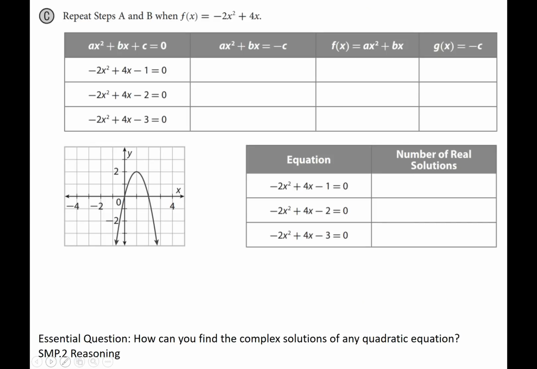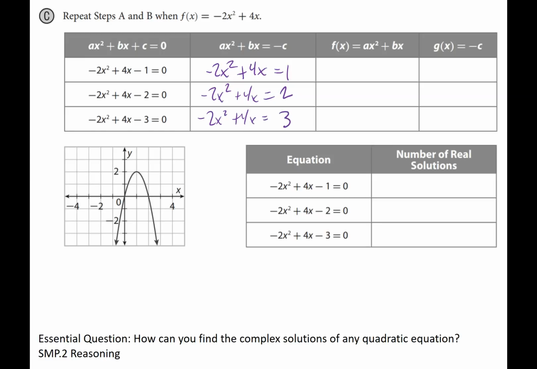All right, so they want us to repeat the same steps we did in part A, and verify. Notice this one's opening down instead of up. That way we're generalizing it for no matter what direction the function opens. So I'm going to start by subtracting c from both sides. So you've got -2x squared plus 4x. Instead of subtracting, we're actually going to add that 1 over, so equals 1. Then -2x squared plus 4x equals 2, we add the 2. And -2x squared plus 4x, go ahead and add the 3 to both sides.